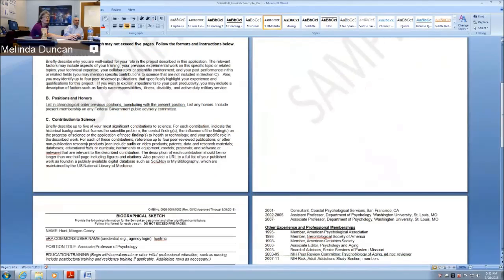Now, one thing that is going to be really, really important going forward is this last section in the directions. Provide a URL to a full list of your published work as found in a publicly available digital database, such as SciNav or My Bibliography. And I have had contact now with My Bibliography, and it isn't necessarily the most user-friendly or fun tool to use. It's basically part of the NCBI universe. You can get to it through PubMed. It's basically logging into My NCBI is how you get to it.